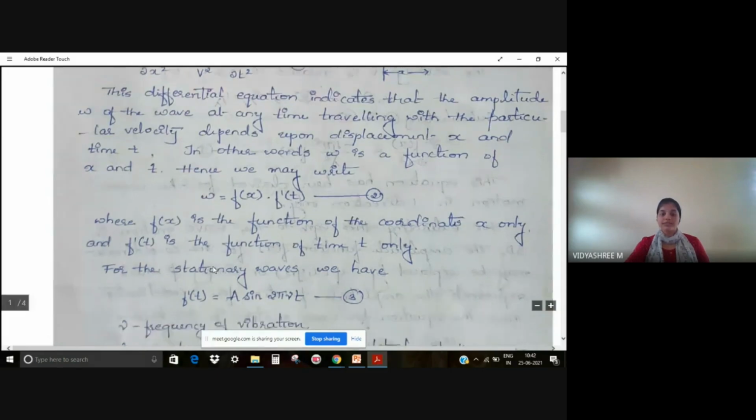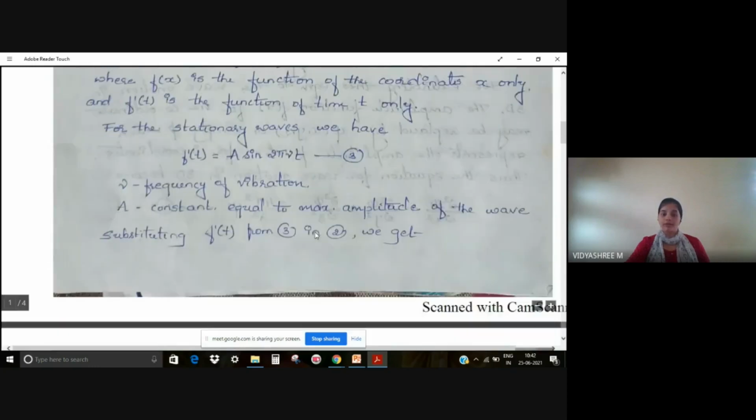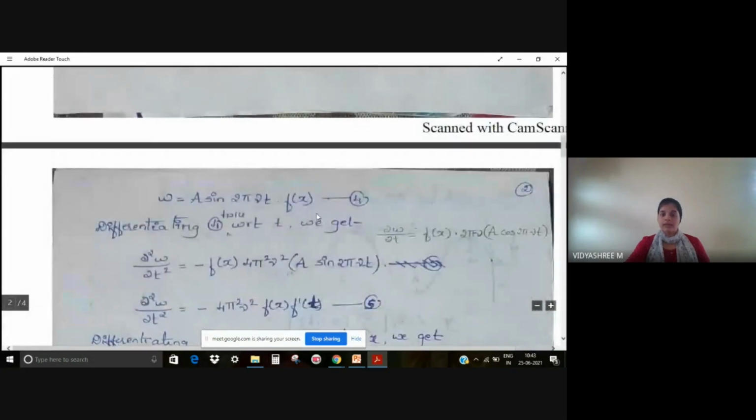For stationary waves, the function of time f dash of t is given by a sine 2 pi nu t, where a is a constant which gives the maximum amplitude, nu is the frequency of vibration, and t is time. We substitute this f dash of t into equation 2, so we get omega is equal to f of x into a sine 2 pi nu t.